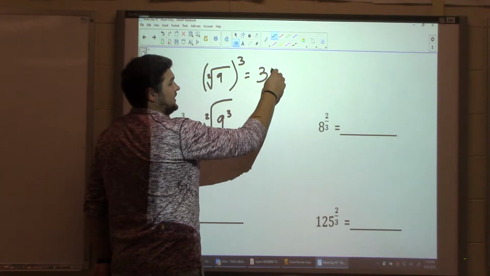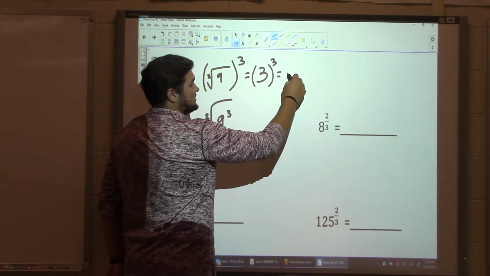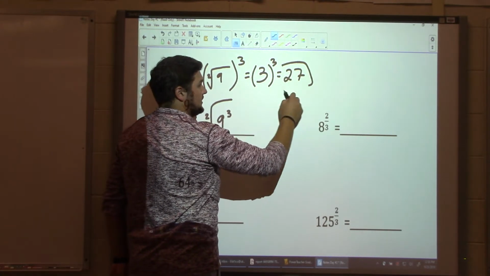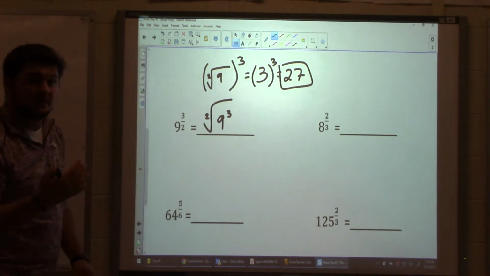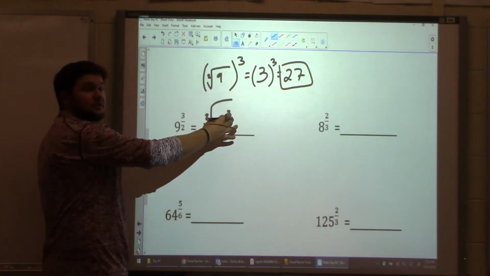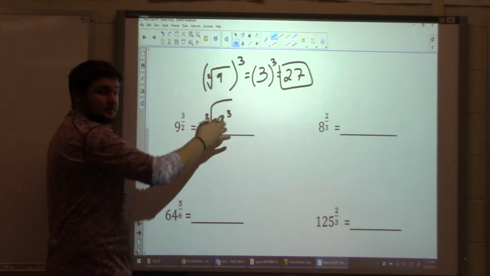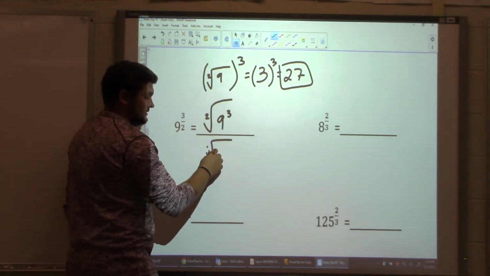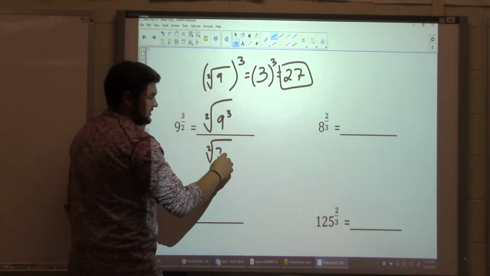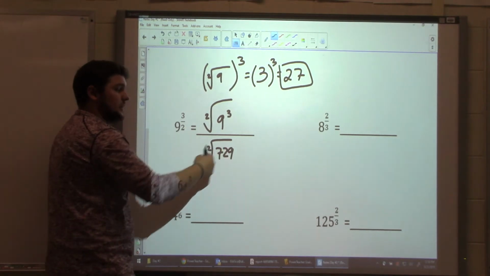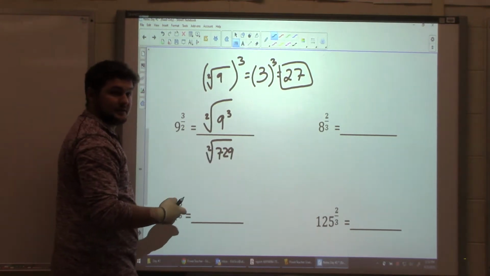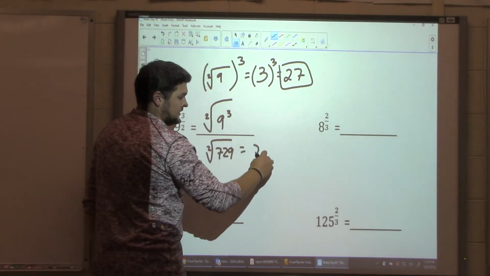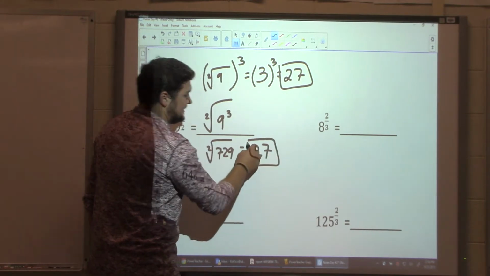3 becomes 3 cubed, which is 27. That one was nice and easy, right? Or you could do, well, what's 9 cubed? Anyone do that in their calculator? 729. And then what's the square root of that? 27. You get the same exact answer either way.